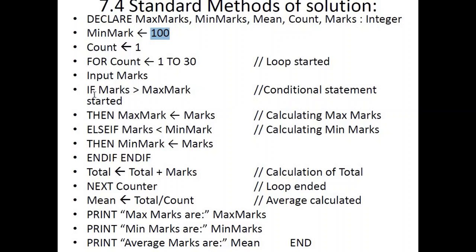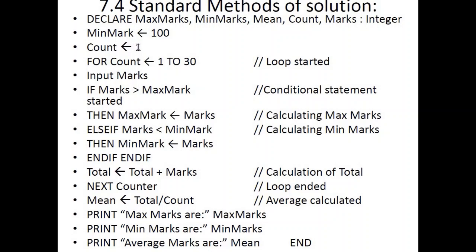And since we started two ifs, we are going to end two ifs. Then total equals total plus marks. We have to calculate the total for finding the average or the mean. Next counter. Always remember, totaling always happens within the loop, inside the loop, and not outside the loop. But the calculation of mean or average, that we do outside the loop.